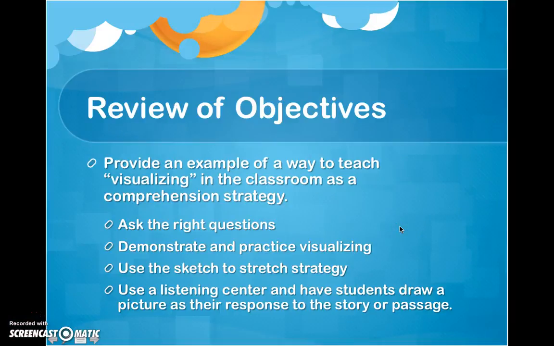Our other objective was to provide an example of a way to teach visualizing in the classroom as a comprehension strategy. One way we can do that is by asking the right questions, demonstrating and practicing visualizing in the classroom. One way to do that is to use the Sketch to Stretch strategy. Another way is to use a listening center and have students draw a picture as their response to the story or passage.